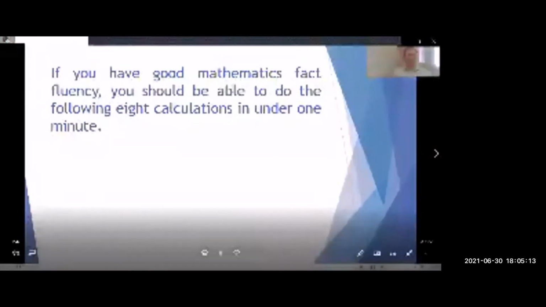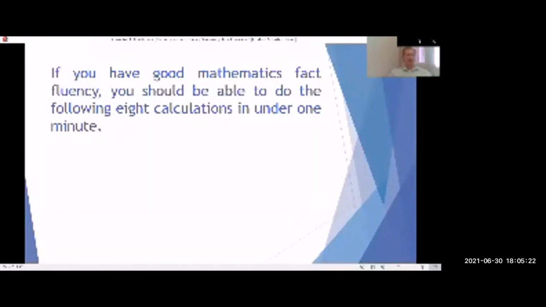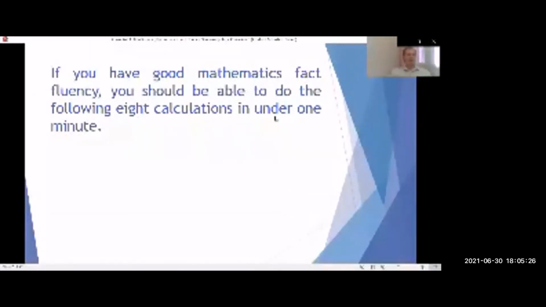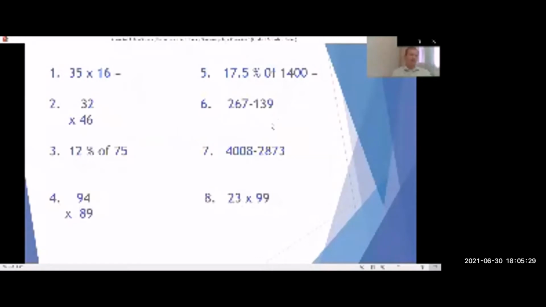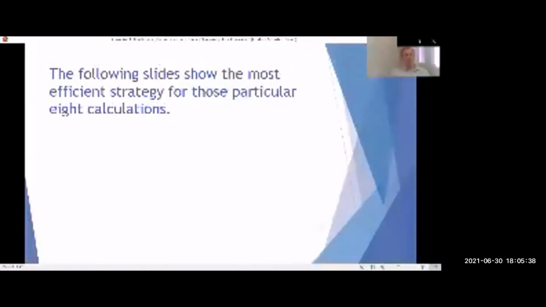Normally when I do training with teachers and parents, I give them 8 questions to do, because if they have good mathematics fact fluency, they should be able to complete the 8 questions in under a minute. These are the types of questions that I give the parents and the teachers. So we'll go through some slides now which show possibly the most efficient way to do those 8 calculations.